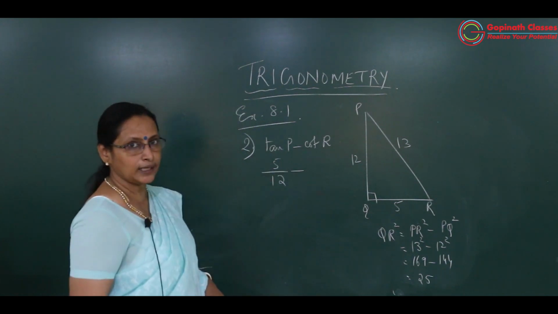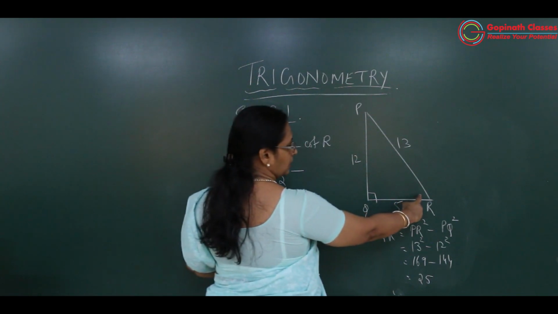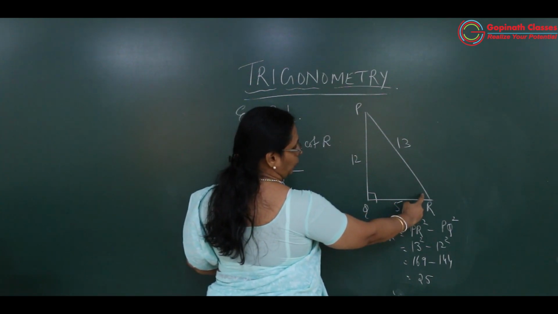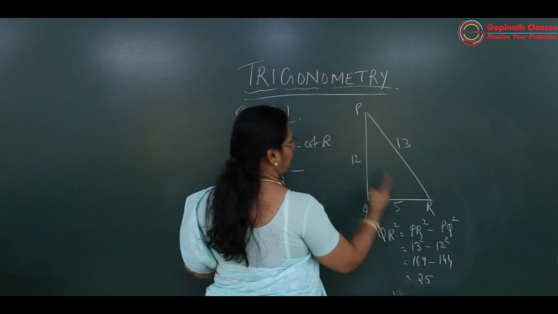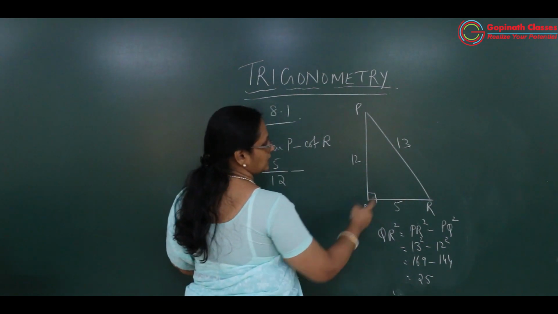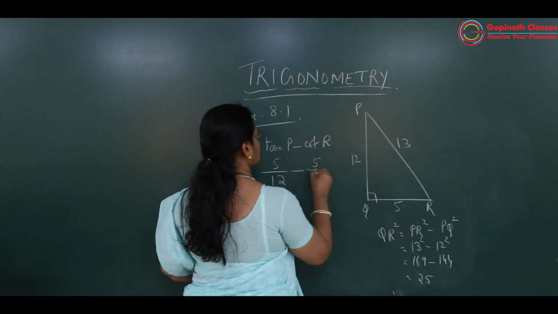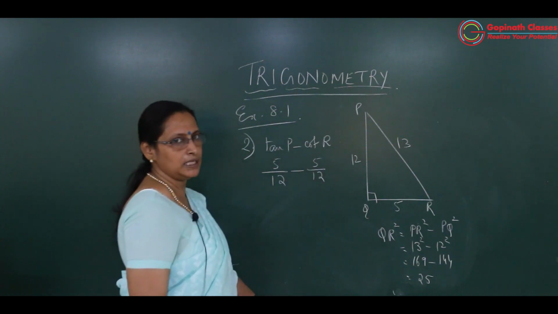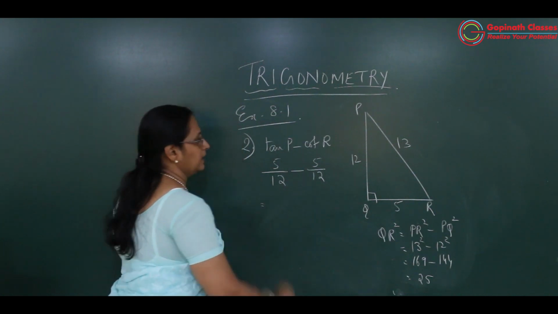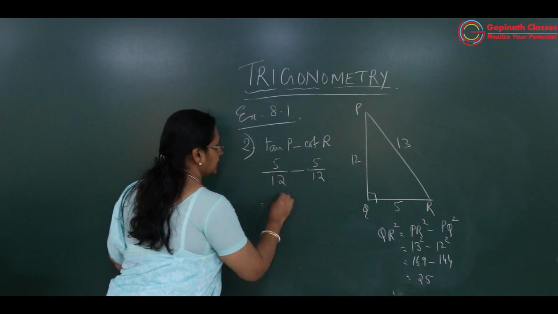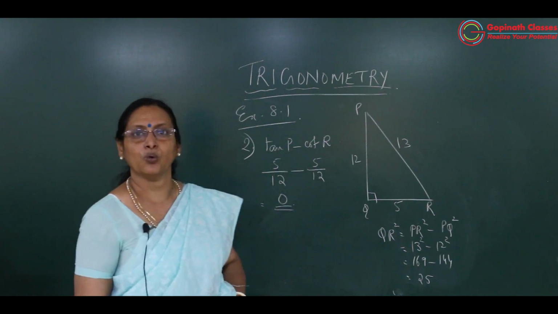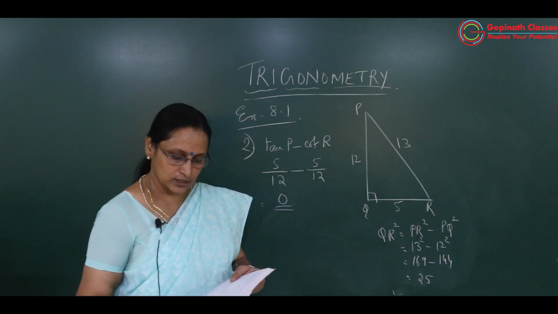Minus cot r, cot r, cot r. What is cot r? It is adjacent upon opposite side. Cot is adjacent upon opposite side. So 5 upon 12 minus 5 upon 12. So tan p minus cot r is nothing but 0. So this is the thing.